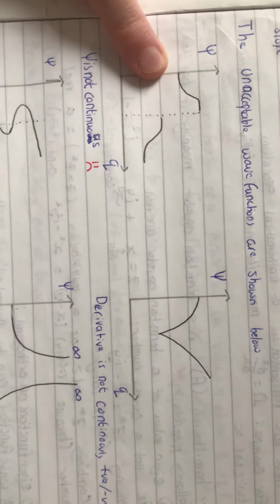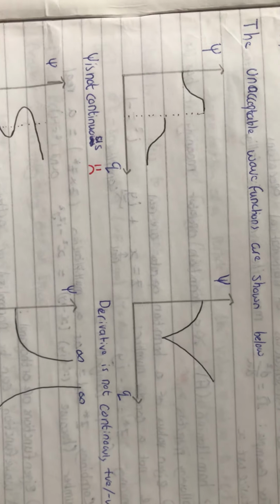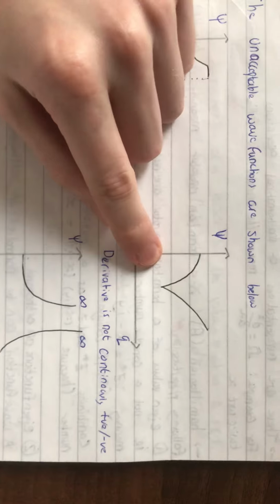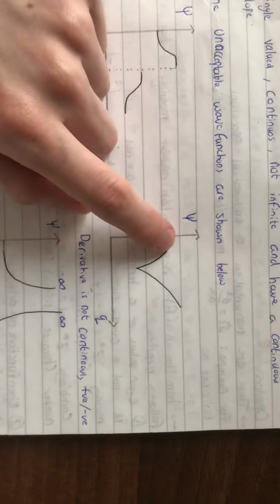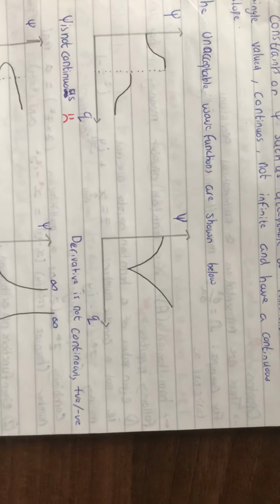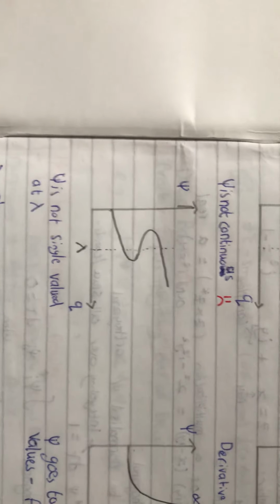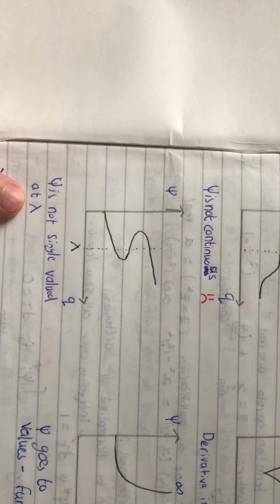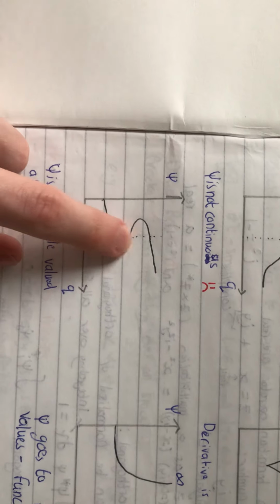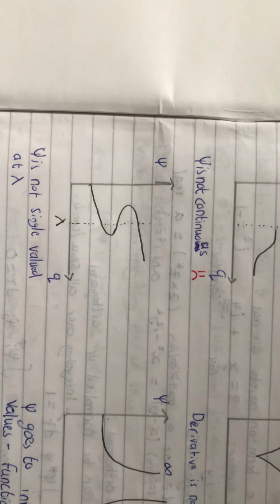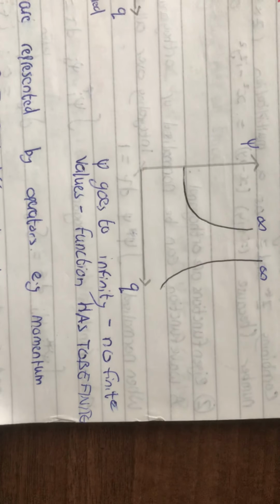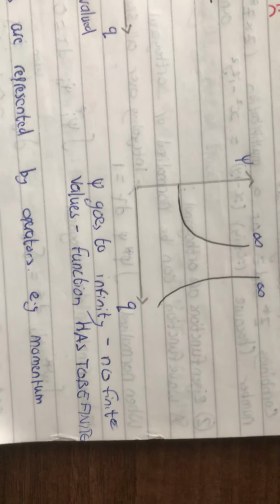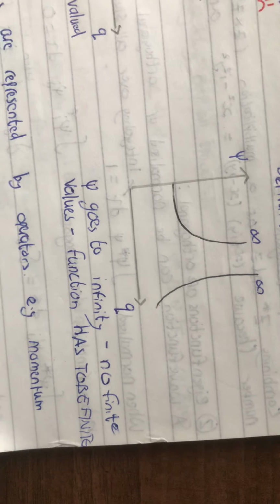This one here is unacceptable because it's not continuous. This one here is not allowed because the derivative is not continuously positive or continuously negative. As you can see, it goes down and then goes up, so it's got a positive and a negative gradient. This one is not acceptable here because it doesn't have a single value. As you can see, there's multiple values here, 3 at that point. And this one isn't allowed because the wave function goes to infinity, which means there's no finite values, and the wave function has to be finite in order for it to be an acceptable wave function.